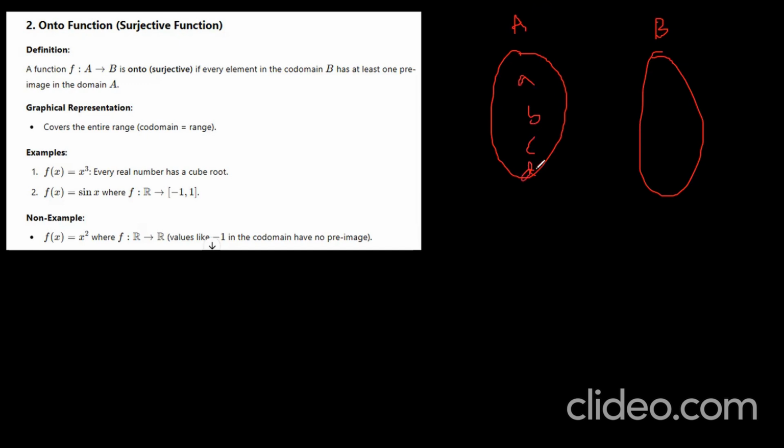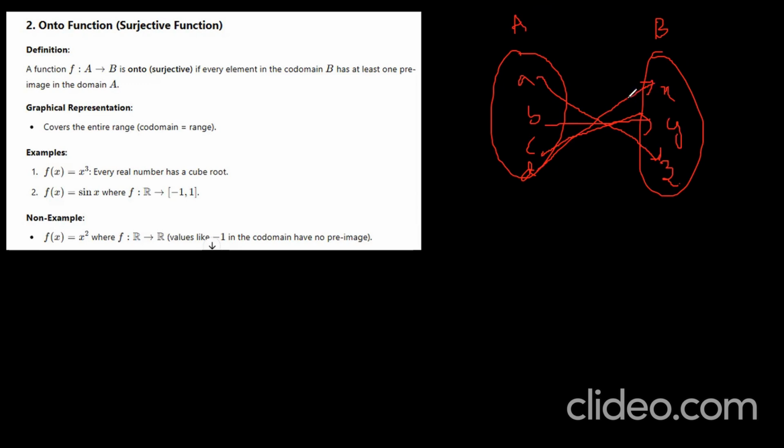Say this is my A and B. A is containing a, b, c, d. B is containing, let us take x, y, z. What I do is a is mapped with z. b is with y. And c with x, and let me take c also with y. And d is with x.